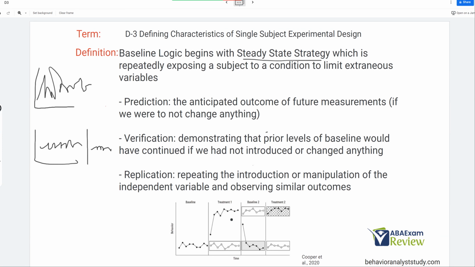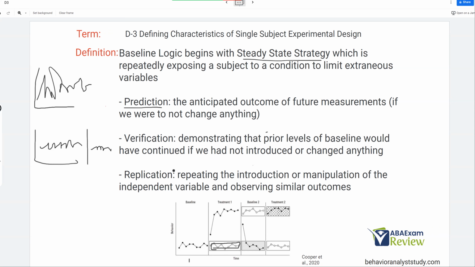And through steady state strategy, we can use some baseline logic. So first, we're going to make our prediction. The prediction is the anticipated outcome of future measurements if we were not to change anything. So let's look down at our graph. We have our baseline here. Let's assume we don't change anything. What is our prediction? Well, our prediction is right here. Okay, our prediction is that the baseline would stay the same, everything else held equal.